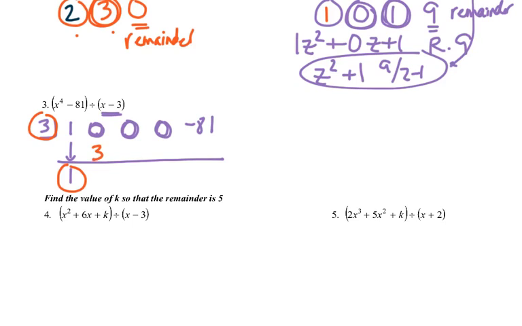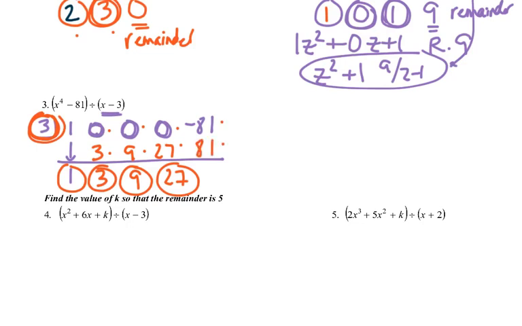1 times 3 is 3, and 0 plus 3 is 3. Multiply 3 times 3 is 9, 0 plus 9 is 9. Multiply 9 times 3 is 27, 0 plus 27 is 27. And then finally 27 times 3 is 81, and negative 81 and positive 81 is 0. So I'm happy that we have 0 remainder.